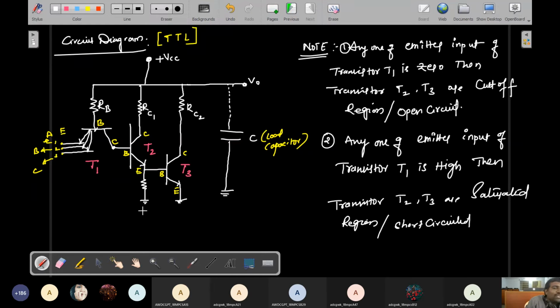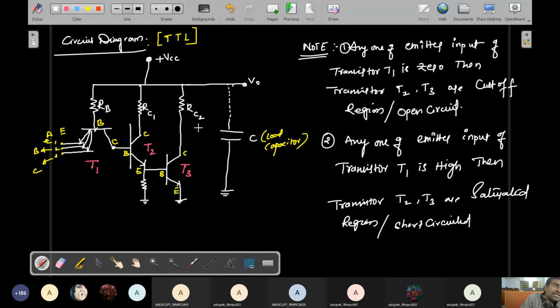Why? Because it is not connected to ground. Since it is not connected to ground, the potential is not going to ground, so it draws the output voltage. Therefore whatever the input voltage VCC is, that VCC shows at the output voltage.